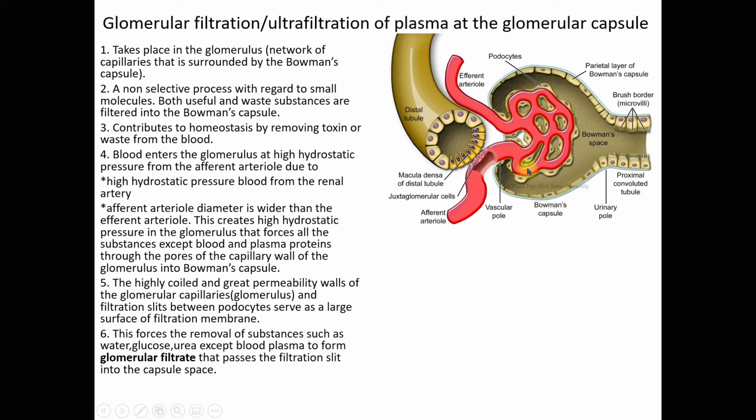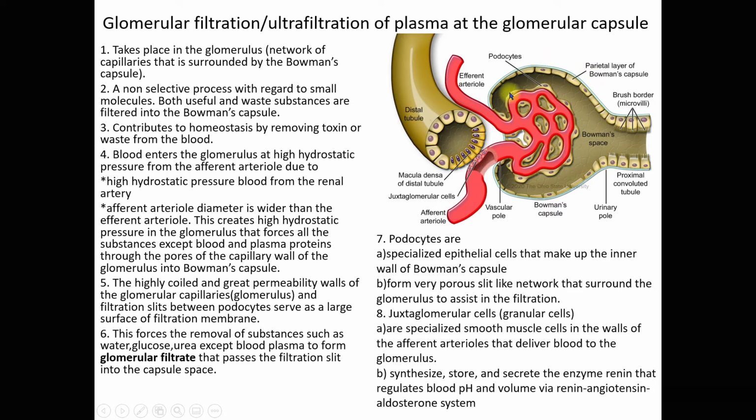And then the high hydrostatic pressure that I mentioned earlier will force the removal of substances such as water, glucose, and urea, except blood plasma, to form glomerular filtrate that passes the filtration slit into the Bowman's space or capsule space. So now the content that we have here is known as glomerular filtrate, which has nutrients like glucose, and then waste products such as urea or any toxins, and excess water. Those are the content of the glomerular filtrate. Now, glomerular filtrate does not have blood and plasma protein.